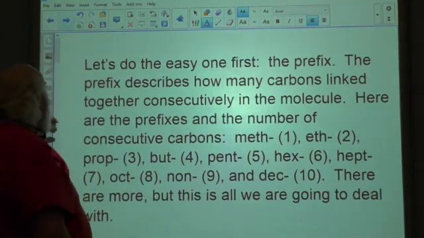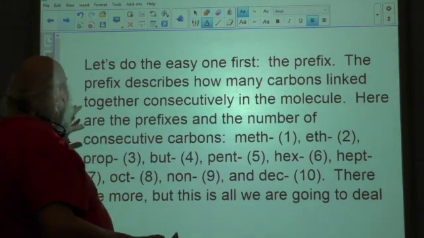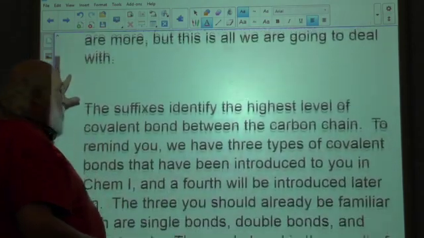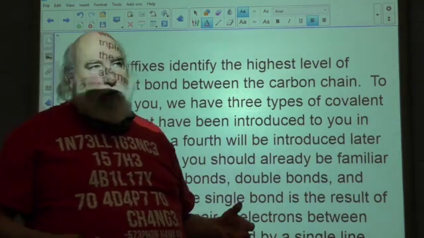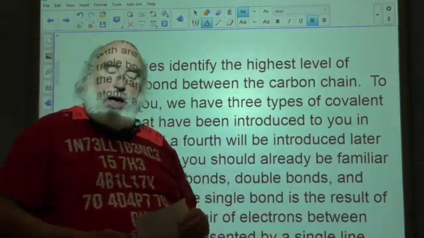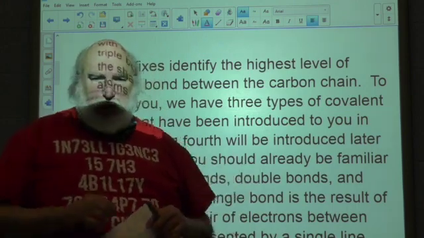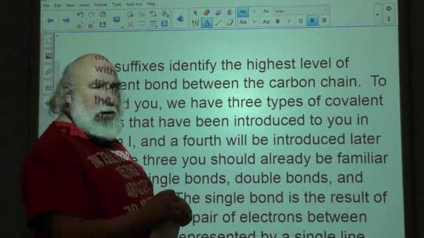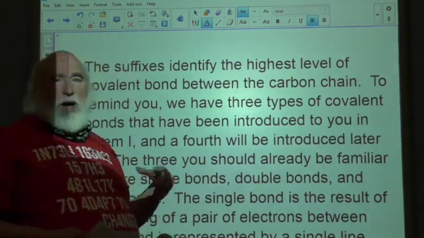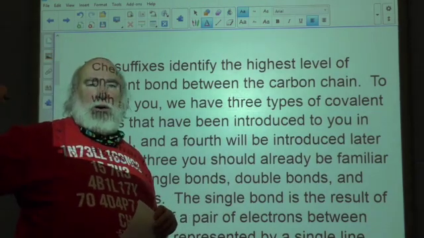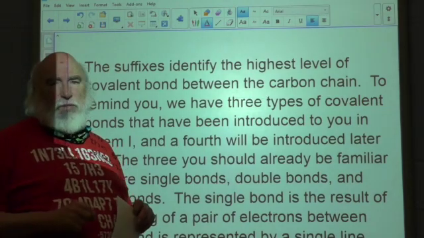Now, the suffixes is when we start to get into the differences of organic compounds, not so much the length of the chain. When I say 4 carbons or 6 carbons or 10 carbons, I'm talking about consecutive carbons linked together. We call those straight chain compounds, and I'll show you what I mean in just a little bit. The suffixes describe the highest level of covalent bond that we have.